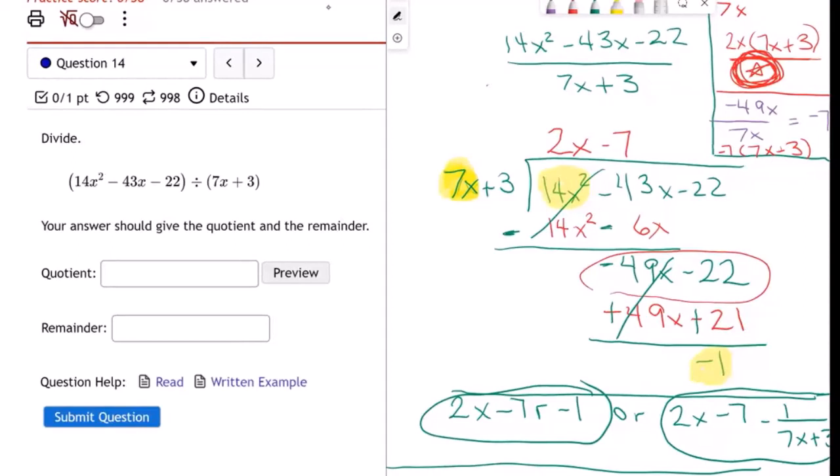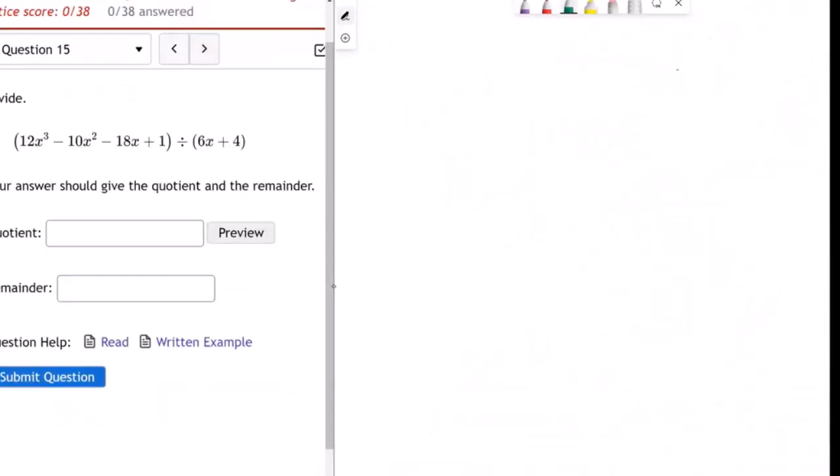The way this is asking, the quotient is this, 2x minus 7, and the remainder is minus 1. Here's the quotient, and here is the remainder. Let's do another one.